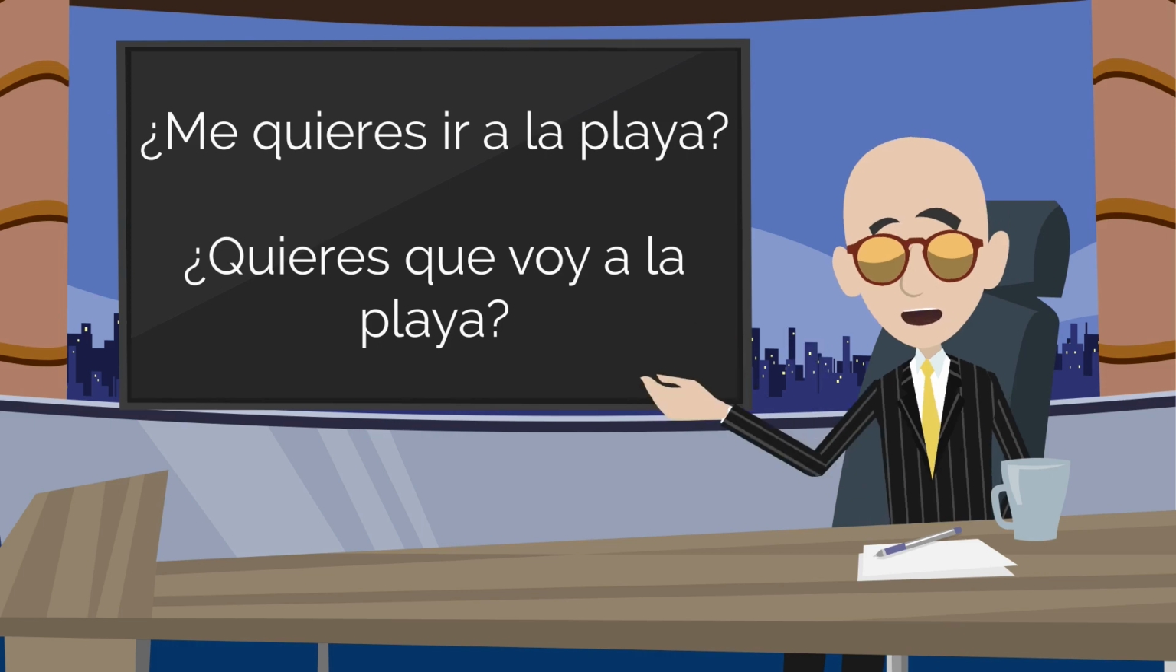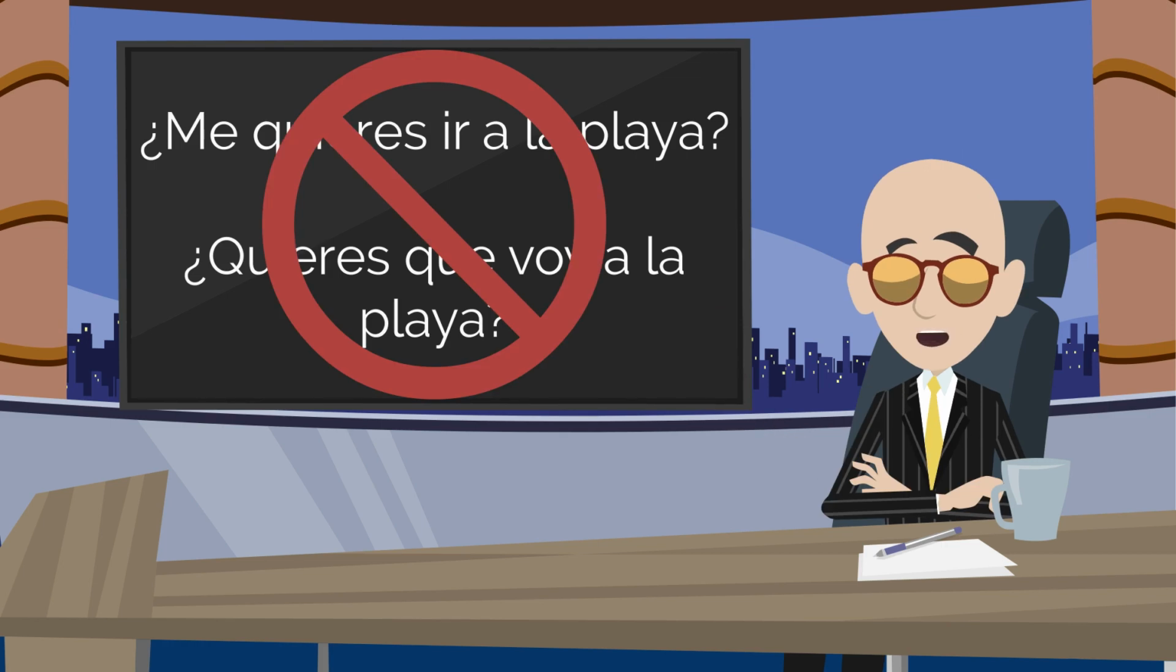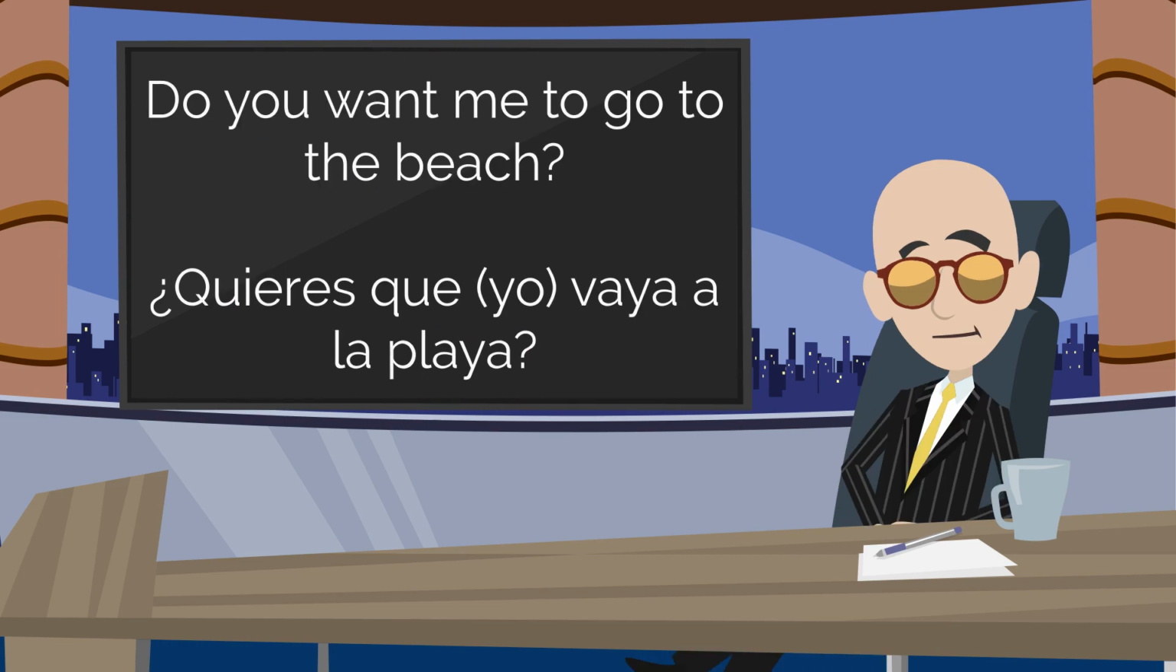Since the subjunctive mood is not super important in English, a lot of Spanish students kind of glaze over it and they don't spend enough time on it. As a result, I've heard intermediate and even advanced students coming up with sentences like the ones that appear on the board. By the way, these are 100% incorrect. Do not write these down. Here's what it should look like. Do you want me to go to the beach? ¿Quieres que yo vaya a la playa?